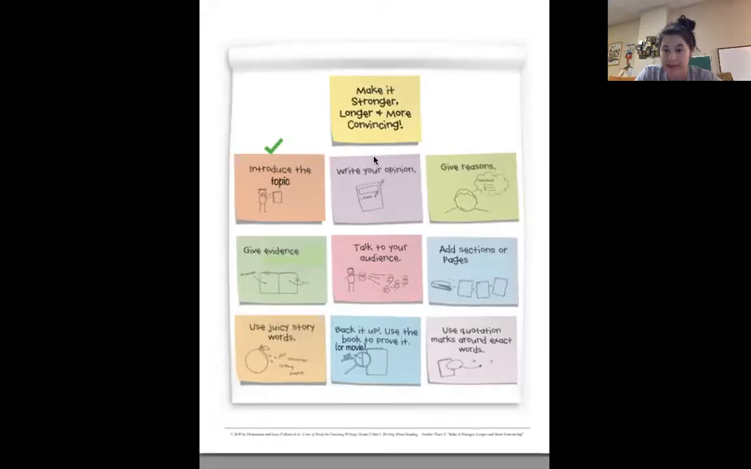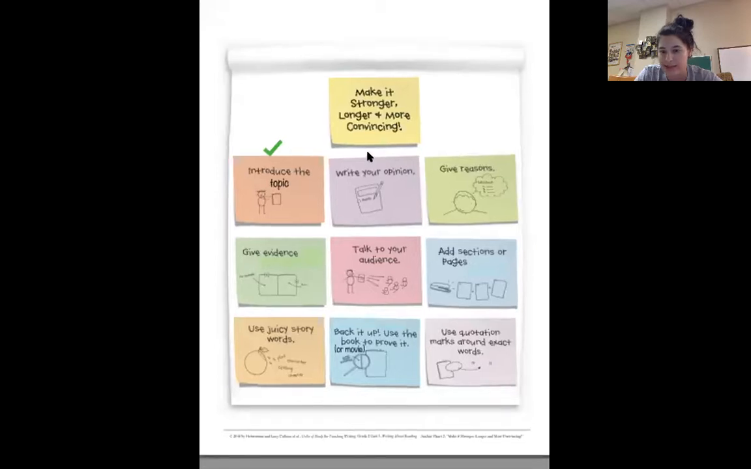Hey, did I write my opinion? Yes, I wrote my opinion. I said Captain America is my favorite Avenger. Did I give reasons? I would go back and see if I gave a reason. Well, my reasons why I like him are he is a leader, he has the best superpowers, and he is brave. So yes, I also gave reasons.